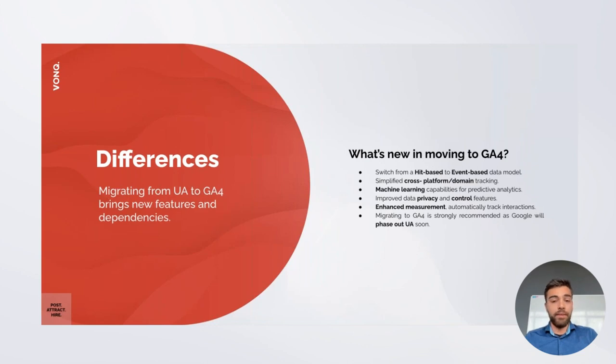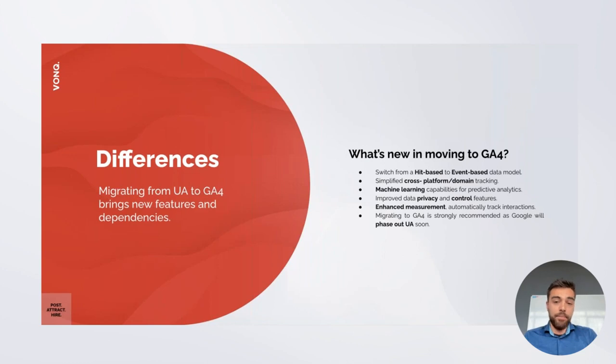You also have a great feature called enhanced measurement. If you're not too familiar with Tag Manager and custom event tracking yourself, this is a great feature because it automatically tracks specific website interactions like clicks, scrolls, etc. So you don't have to actually make custom events of that yourself.